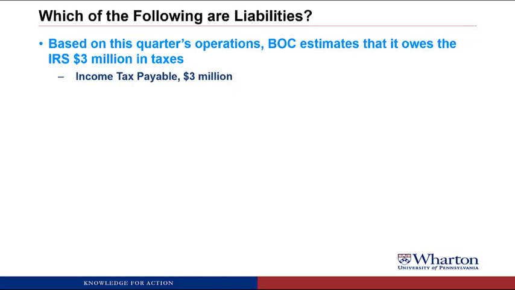We have to then estimate the amount of the liability. Even though we don't know exactly what the taxes are at this point, we can estimate them with reasonable certainty. We come up with $3 million as our estimate, so we would have a liability called income tax payable for $3 million.